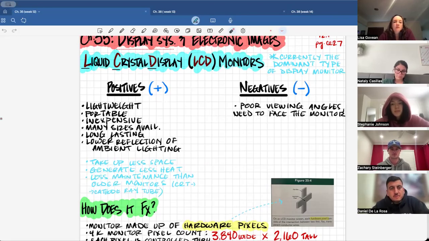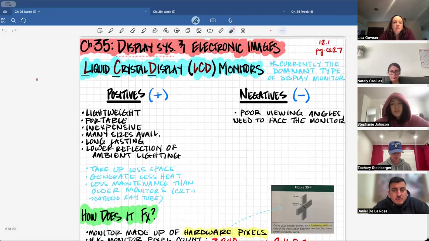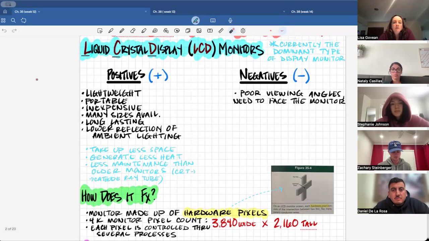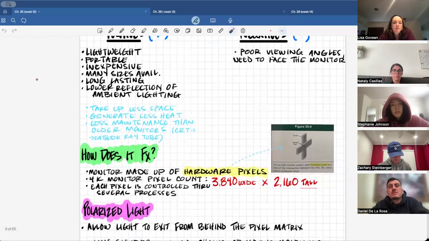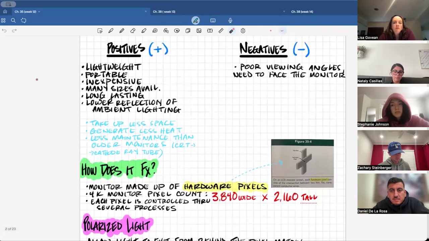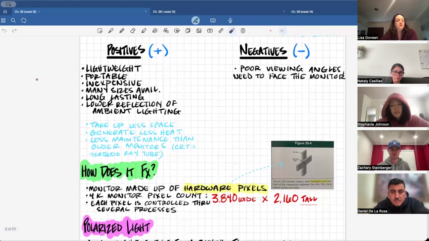So, the first part of this chapter is liquid crystal displays, LCD monitors. There's a lot of positives and really just one negative. It was lighter, cheaper, and lasted longer. One of the negatives was just that it was hard to see. You had to stand right in front of the screen. Like if you're trying to show a doctor something, he would just have to move you out of the way so he could see.